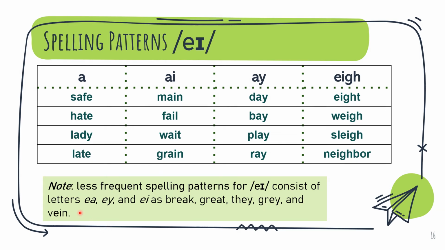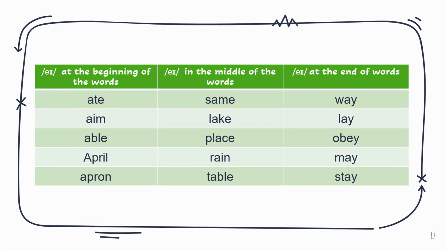Pay attention to the note that we have at the bottom of the slide. It says, less frequent spelling patterns for A consist of, if we look at this, three patterns. Okay, so let's see the examples that we have right here and read each word. We have break, great, day, great, and vain. Read it one more time, please, and practice the pronunciation.